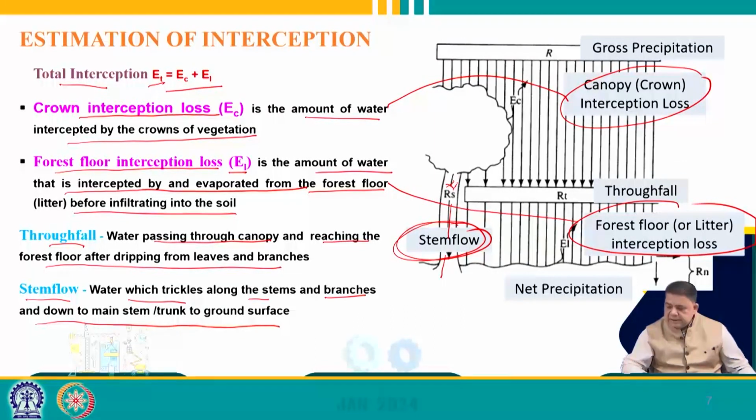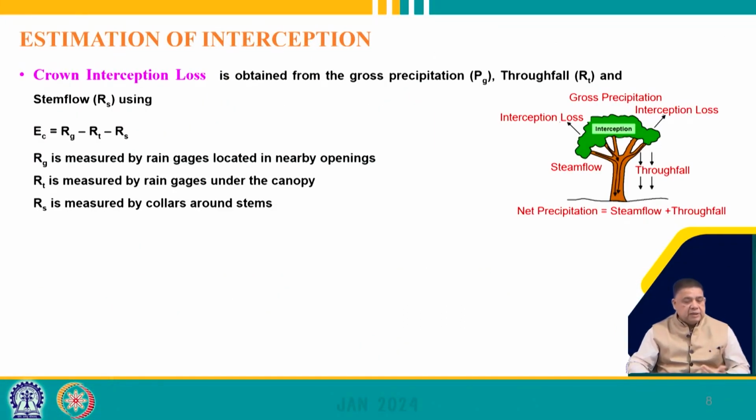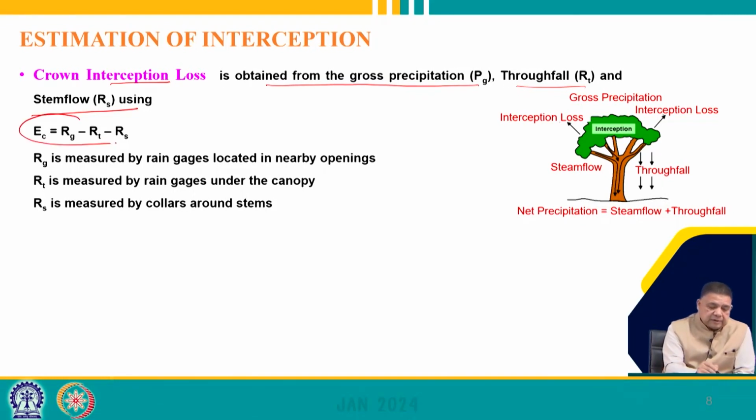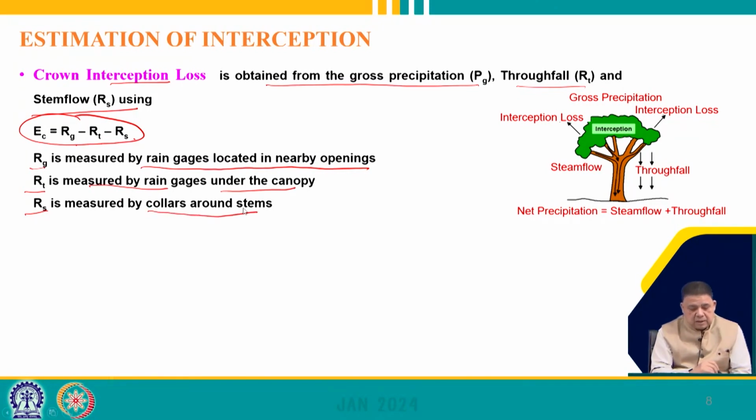Now, we can still talk about how to estimate interception. Crown interception loss is obtained from gross interception, throughfall and stem flow, and we can use this relationship: EC is RG minus RT minus RS, where RG is rainfall measured by rain gauges located in nearby openings, RT is rainfall measured by rain gauges under the canopy, and RS is stem flow, which is measured by collars around the stem.